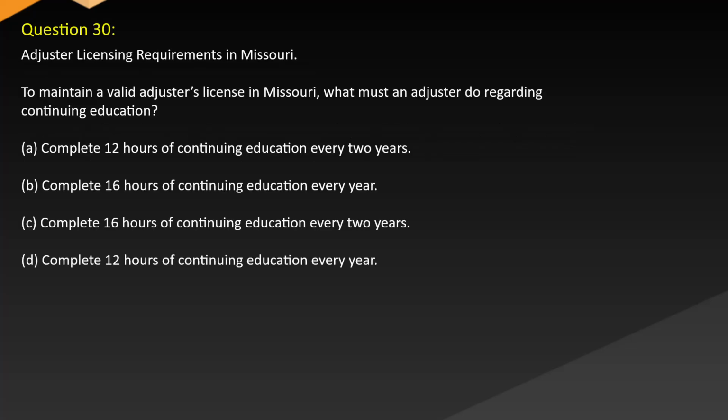Question 30. Adjuster licensing requirements in Missouri. To maintain a valid adjuster's license in Missouri, what must an adjuster do regarding continuing education? A. Complete 12 hours of continuing education every 2 years. B. Complete 16 hours of continuing education every year. C. Complete 16 hours of continuing education every 2 years. D. Complete 12 hours of continuing education every year.